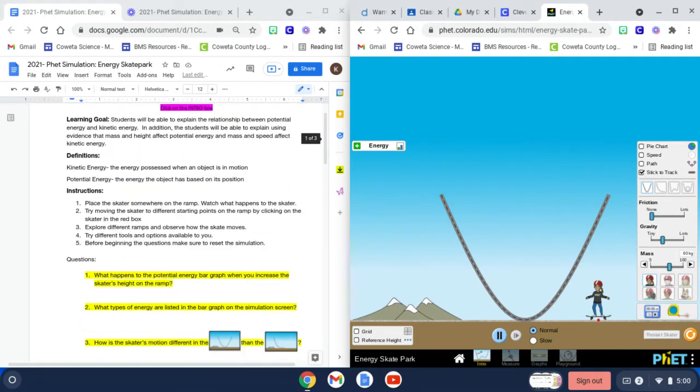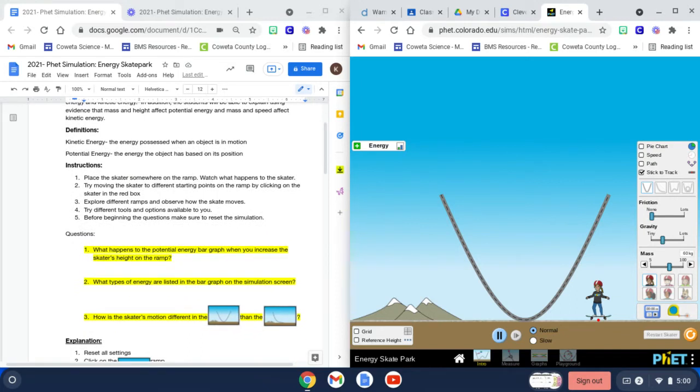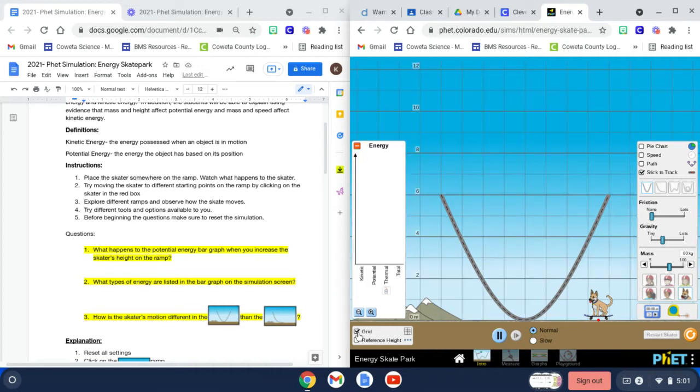Okay, so first thing you guys want to do, explore the simulation. Some things that you can do, you can of course change your little avatar person. I'm going to be the dog because that's super cool. And then some things that you always want to have checked during the simulation. You always want to click the plus for energy. You want to click the grid. And then you want to have your speed checked. These are things that you should always have checked in the simulation.